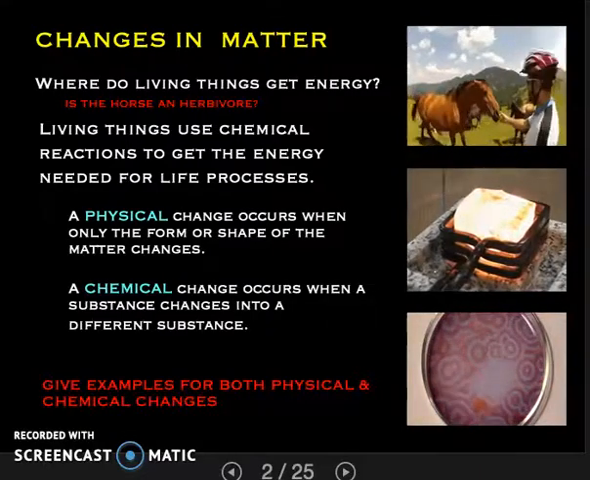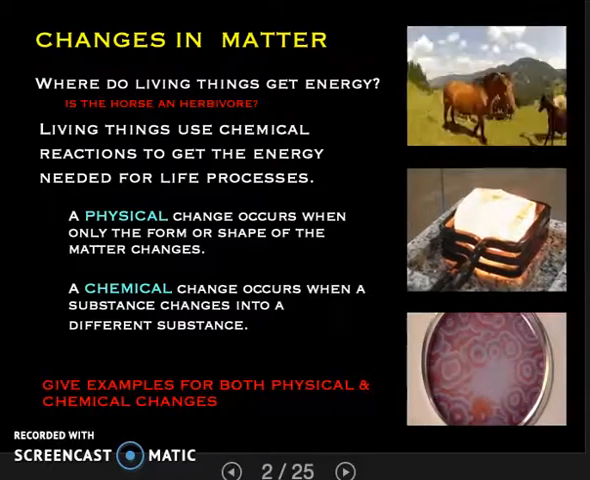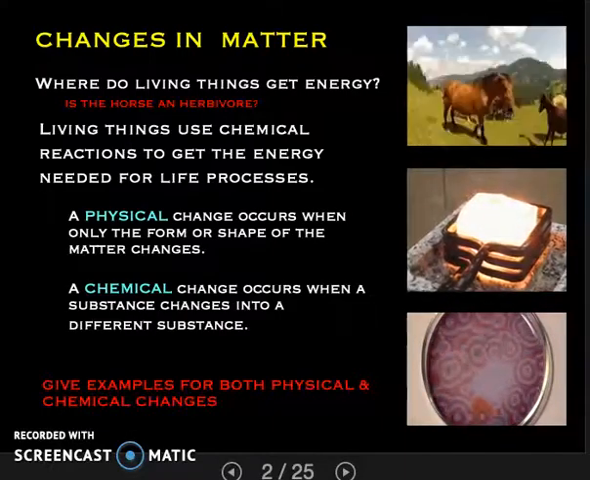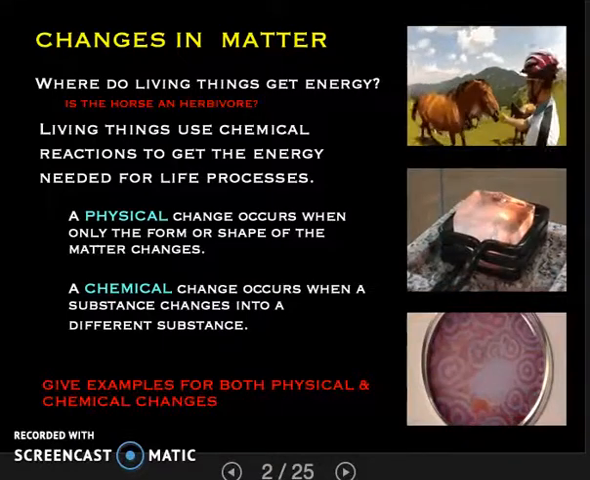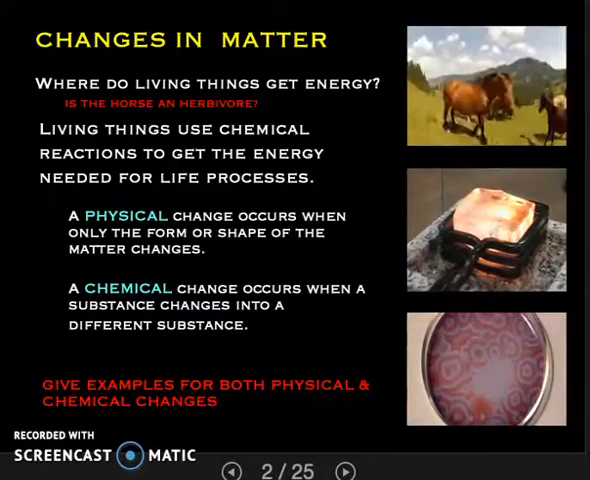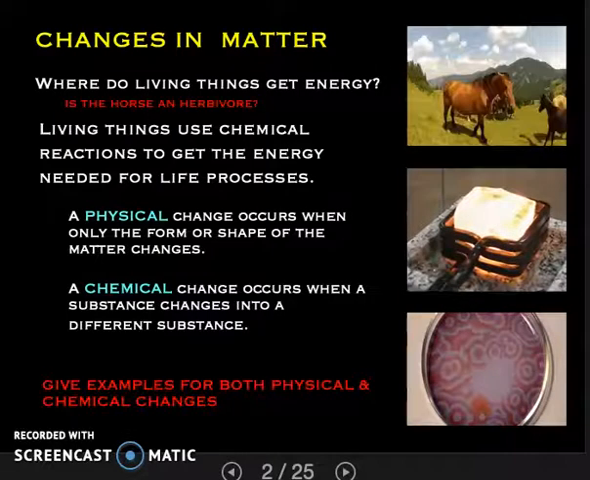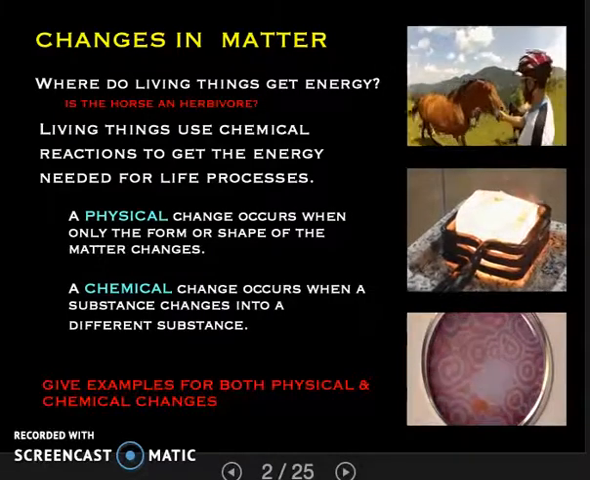Of course, with phase changes, physical changes, moving from gas to water, there's no rearrangement of atoms. It's just the shape of the stuff has changed. And in chemical changes, we rearrange atoms. So that is physical versus chemical changes.